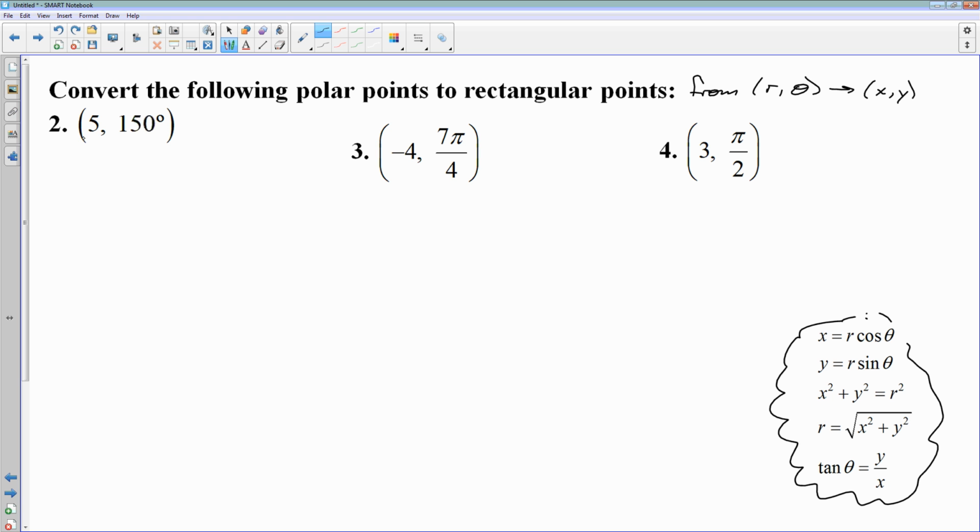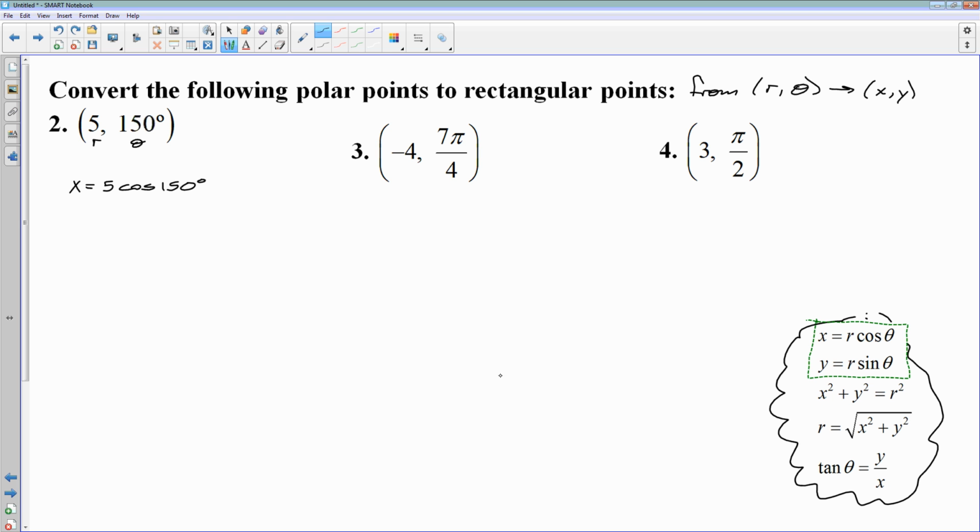And in all of these cases, I gave you an r and a theta. Well, the easiest way to get x and y from r and theta is these 2 formulas right here. X equals r cosine theta, y equals r sine theta. So if I know that r is 5 and theta is 150, I know that x equals 5 times r cosine of 150 degrees.